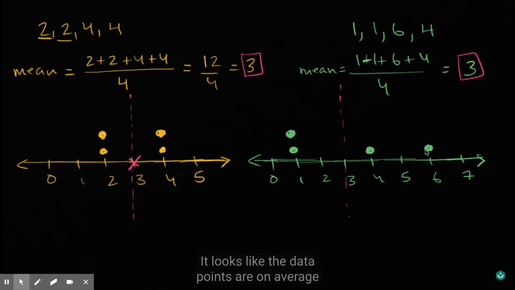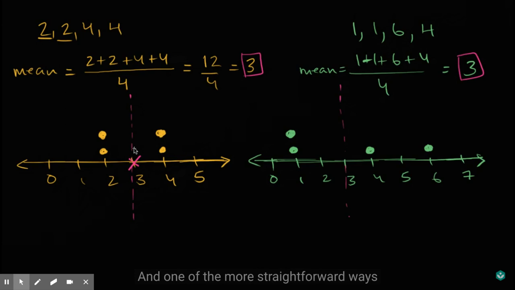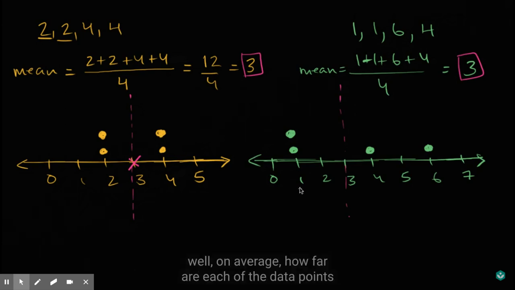It looks like the data points are more, on average, further away from the mean than these data points are. And so that's an interesting question that we ask ourselves in statistics. We just don't want a measure of center, like the mean. We might also want a measure of variability. And one of the more straightforward ways to think about variability is, well, on average, how far are each of the data points from the mean?